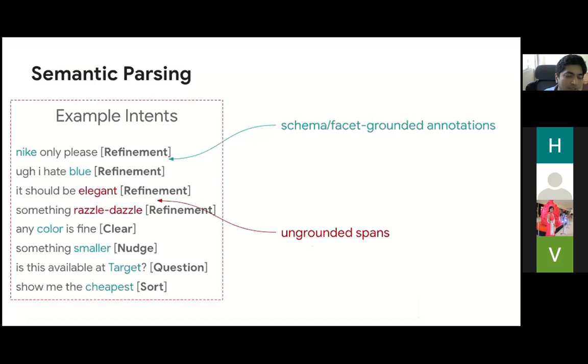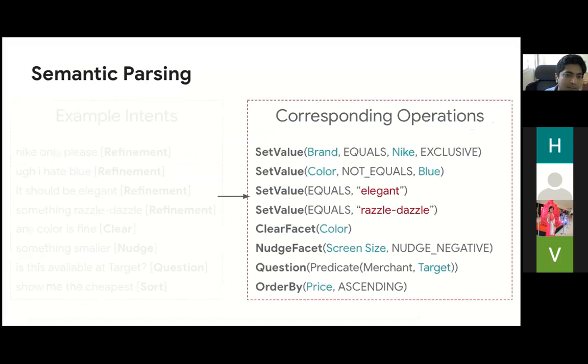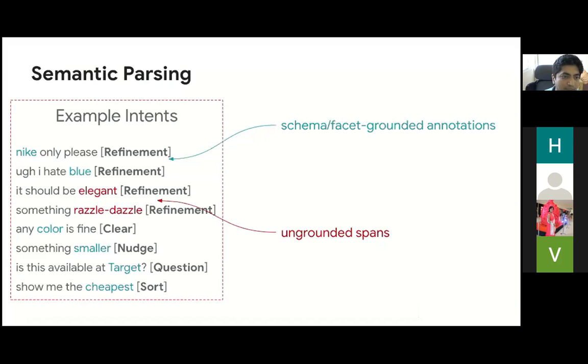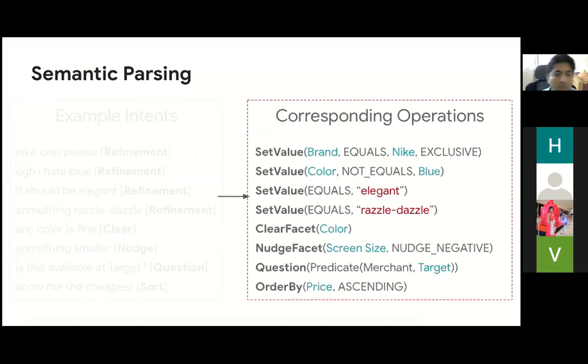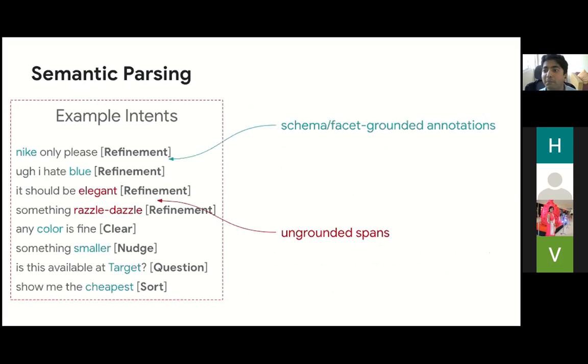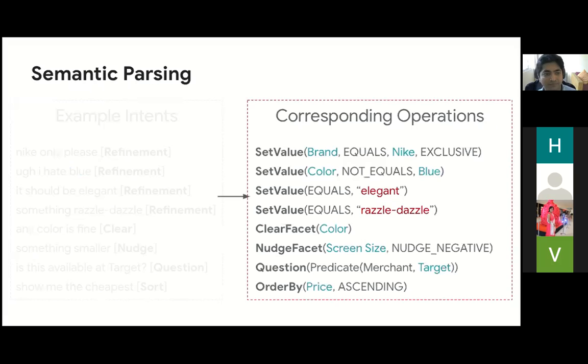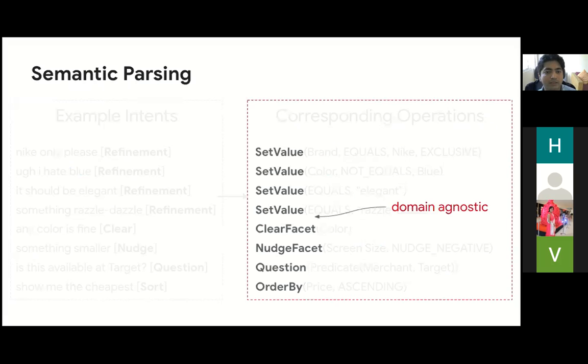And so really the problem statement boils down to: given an intent, we want to generate an operation from it. It's similar to, given a sentence, we want to compile it down to assembly language. So this is what we do.